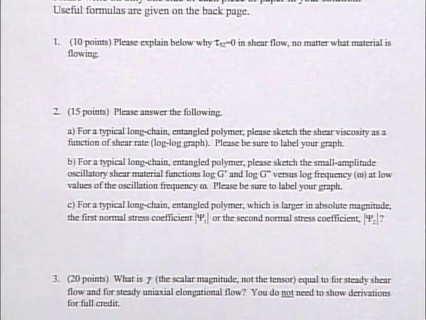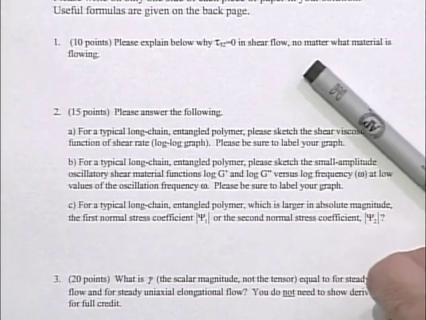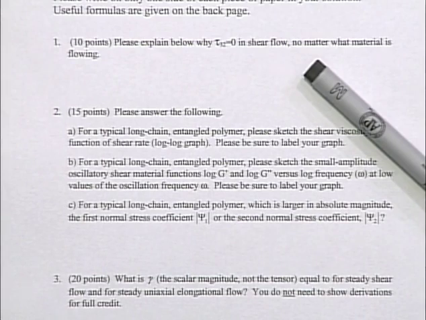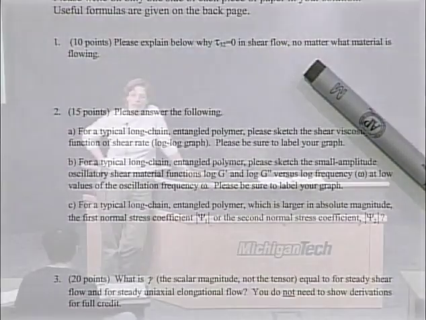Question number 1 was, please explain why tau 32 is 0 in shear flow, no matter what material is flowing. Okay? Now, ask me questions if you don't know the answer, and we'll discuss it. Let's do our internal thought processes. Is that 3-2? Tau 32.